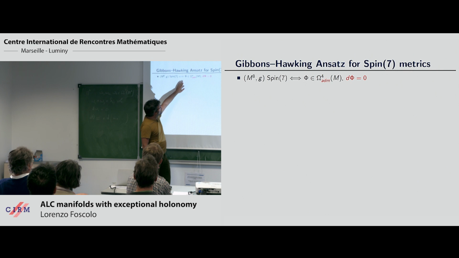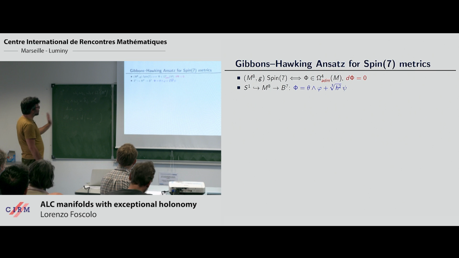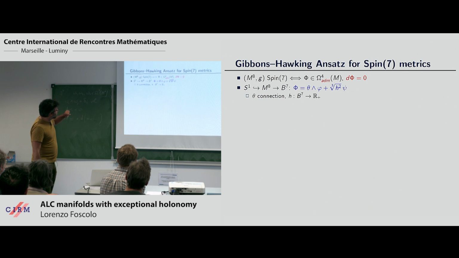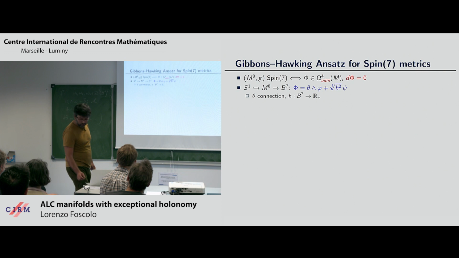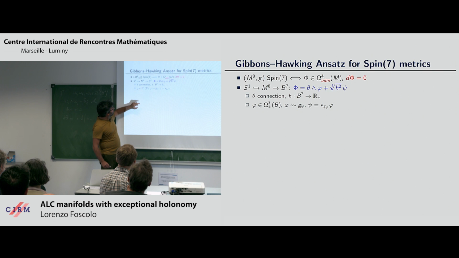OK, so now we look at Spin(7) metrics that are circle invariant. So we work on a manifold that is a principal circle bundle over a 7-dimensional base. That's smooth. The 4-form capital Phi takes this special form, where theta is a connection 1-form on the circle bundle, H is a positive function, and little phi is a 3-form on the 7-manifold that has some special pointwise algebraic properties.